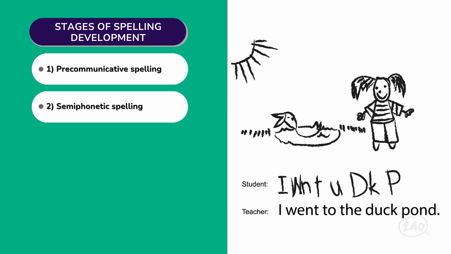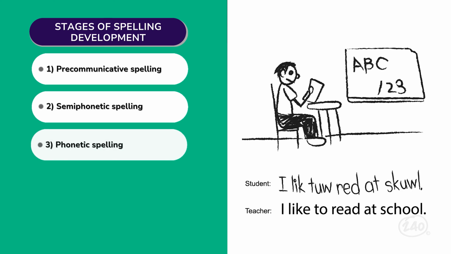In the semiphonetic stage, some knowledge of letter-sound correspondence is apparent in a child's attempt to spell. It is common to see single letters used to represent whole words, syllables, or sounds in which multiple letters are conventionally used. As a child progresses to the phonetic spelling stage, they use a letter or a group of letters to represent every sound heard in a word.